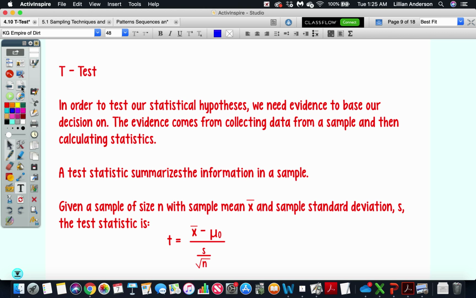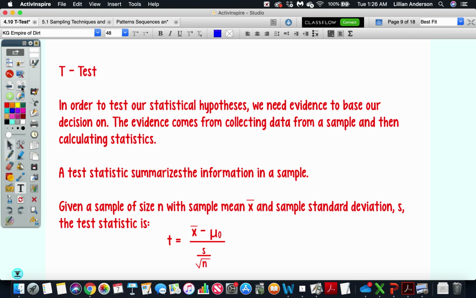Now, when it comes to the t-test, the T stands for test. The test statistic summarizes the information that's in a sample. In order for us to test our statistical hypothesis, we need evidence to base our decision off of. So we've learned how to create our hypotheses. Now we need to actually find the evidence to make a decision on which one is better. This evidence comes from collecting data from a sample and then calculating the statistics.